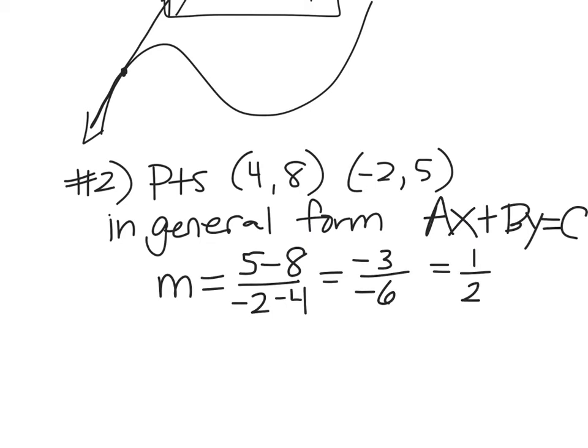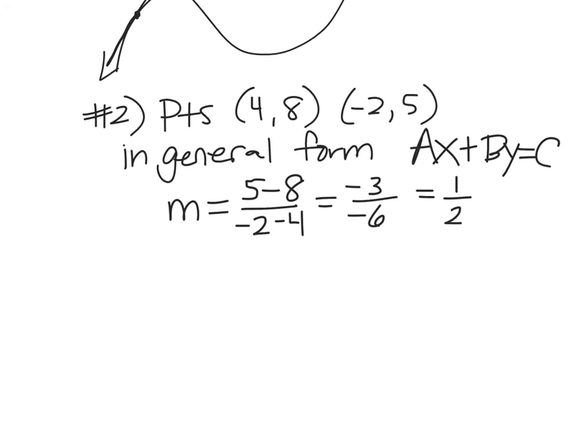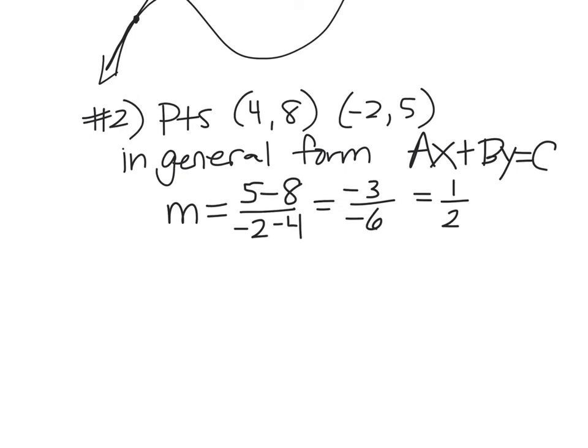All right, halfway there. So now we're going to choose a point. There are 2 to choose from. I would probably pick 4, 8. I don't know. You could pick -2, 5. It doesn't matter. I like 4, 8. I'll go with that one. So I'm going to go y minus 8 equals 1/2 times x minus 4.